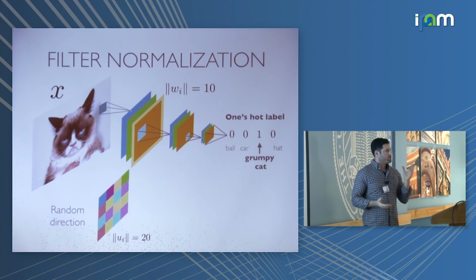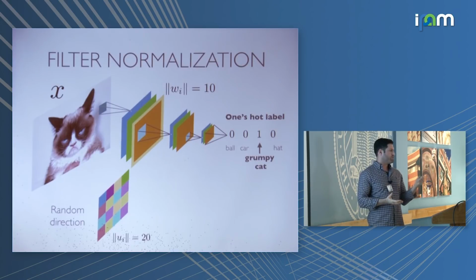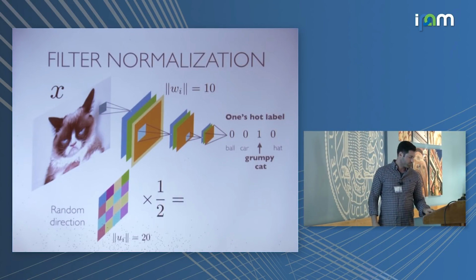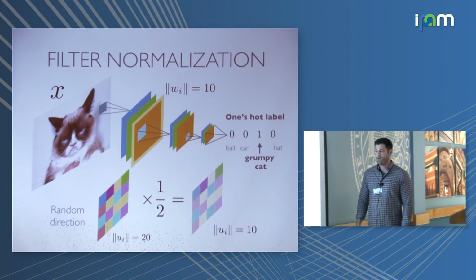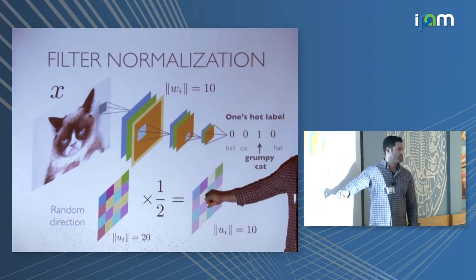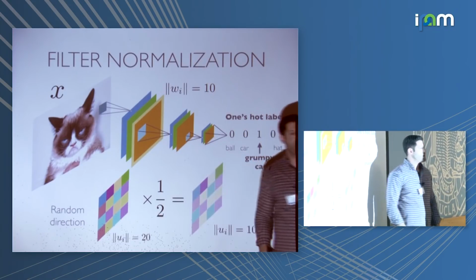I don't want to be adding a huge perturbation to small weights, and I don't want to be adding a small perturbation to huge weights. So I'm going to multiply that by 1/2, and that brings the norm down to 10. And now I have a direction that lives on the same distance scale as the filter that it's modifying.